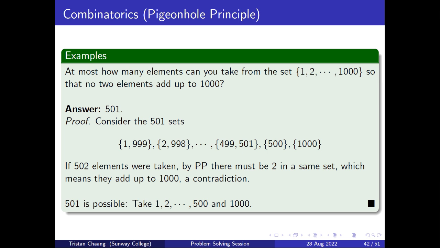Again, if you want to prove that 501 is the maximum, you have to prove that 502 cannot work, and then prove that 501 can. But proving that 501 can is just a construction problem. You can just try it out, maybe take the first numbers, 1, 2, 3, 4, 5, like that. And I think that works, right? Like 1 to 500, and then you just put 1000. Yeah, so 501 works. So the pigeonhole principle tells you that 502 doesn't work, but then 501 works.